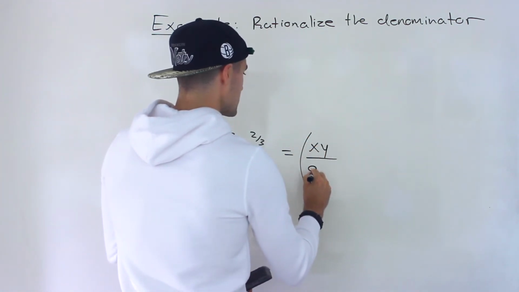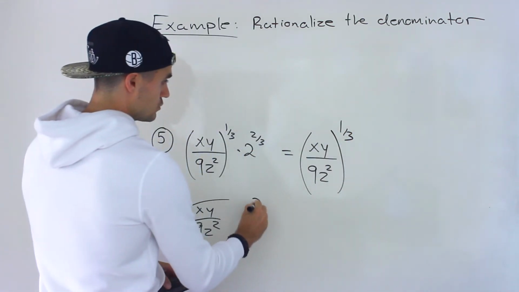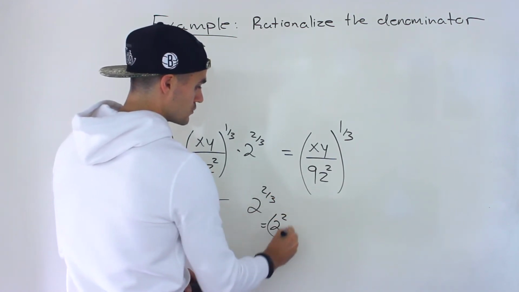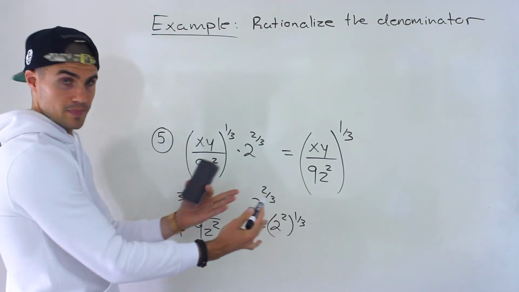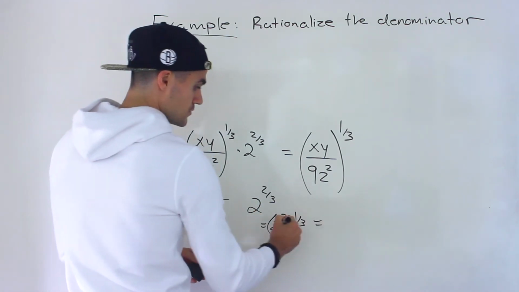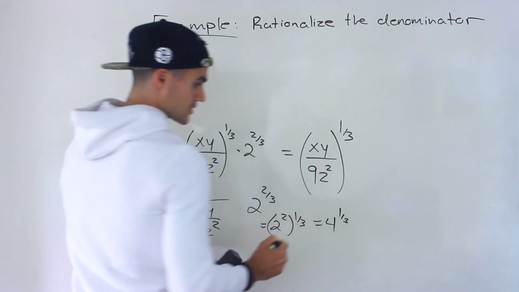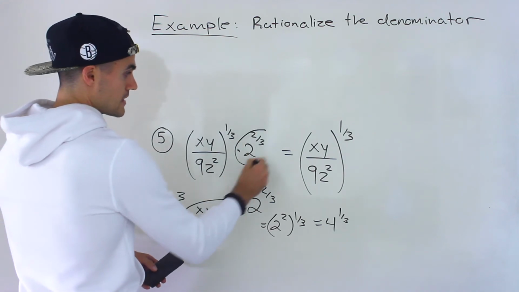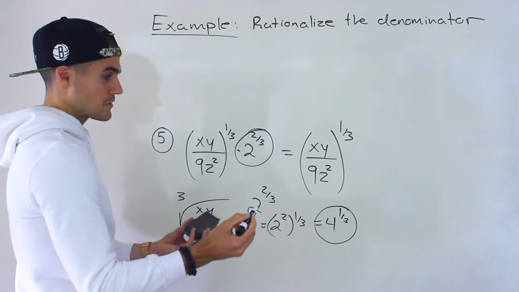if I rewrite this, that's going to be to the power of 1 over 3. This 2 to the power of 2 over 3, we can rewrite as 2 to the power of 2, to the power of 1 over 3. We can split up that rational exponent. What's 2 to the power of 2? 4. So we got 4 to the power of 1 over 3, or the third root of 4. So this and this, they're the exact same thing.